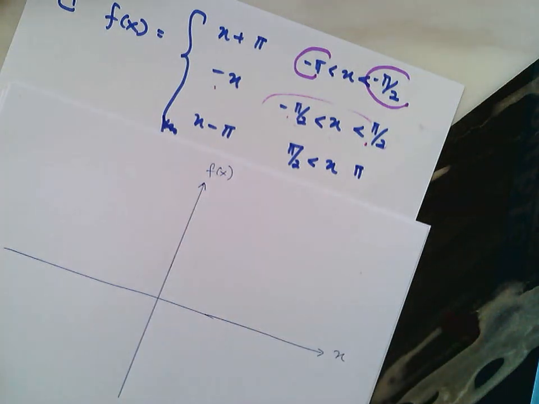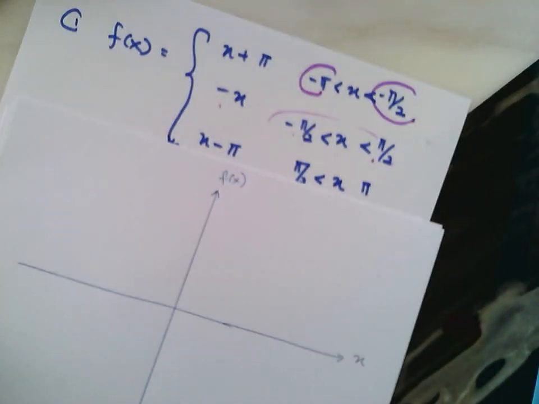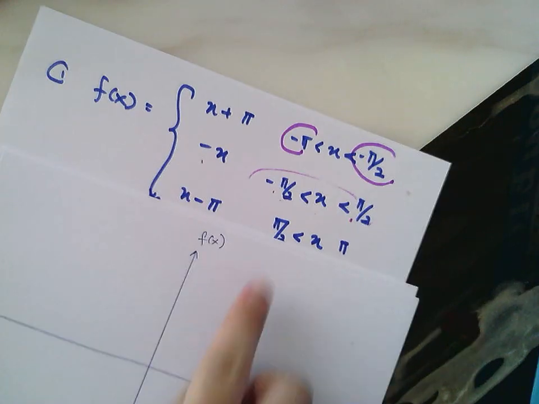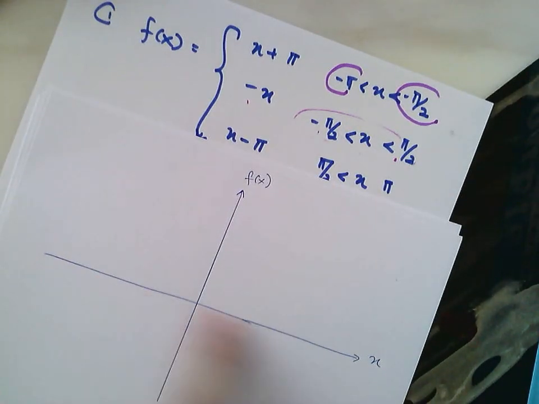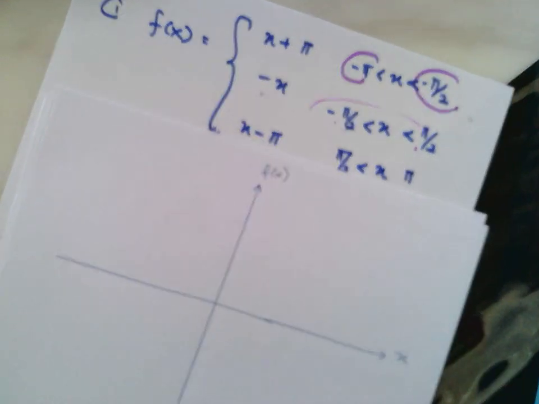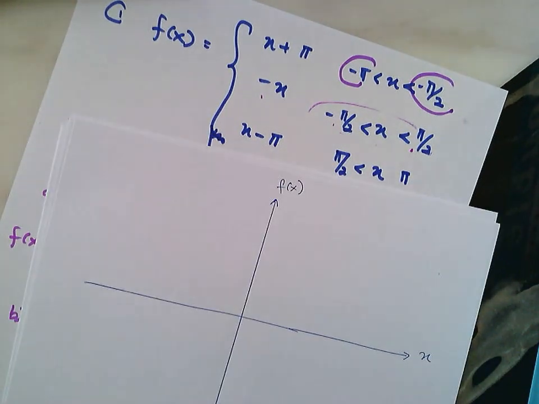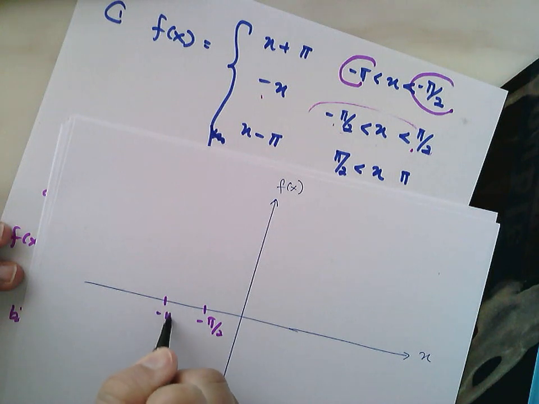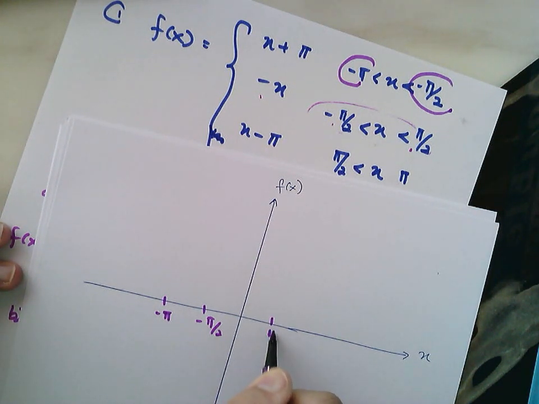Okay, so the next step is to label your x-axis. In this case your range is in terms of pi, so your x and your f(x) are in terms of pi. The first one is negative pi over 2 and this is negative pi, and this one is pi over 2 and this is pi.